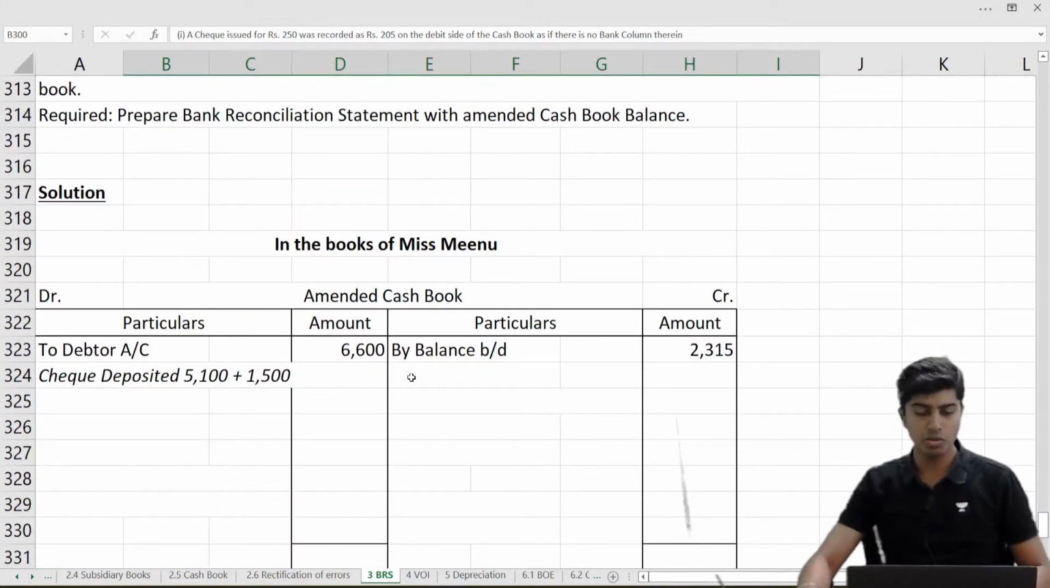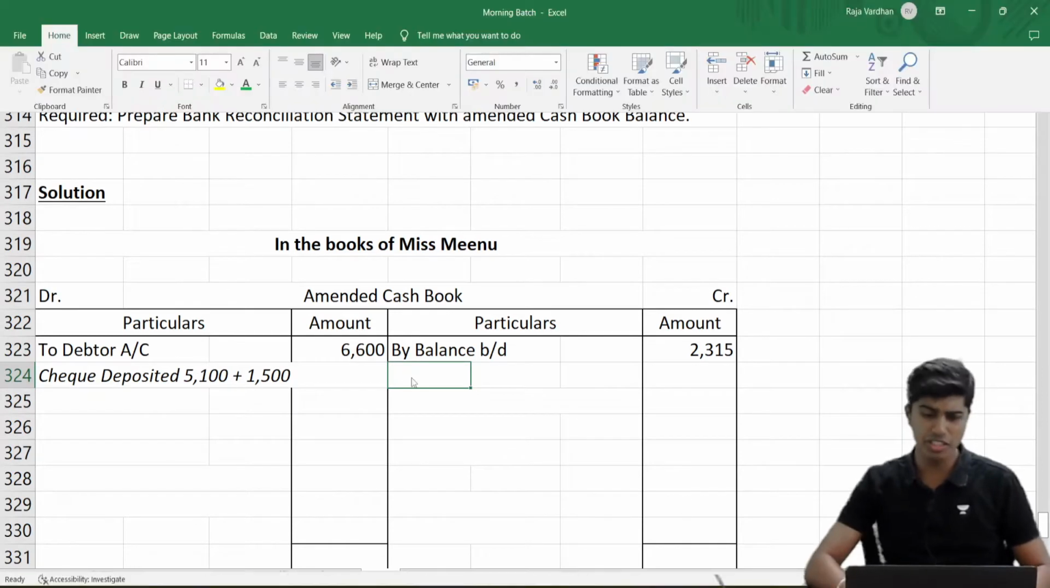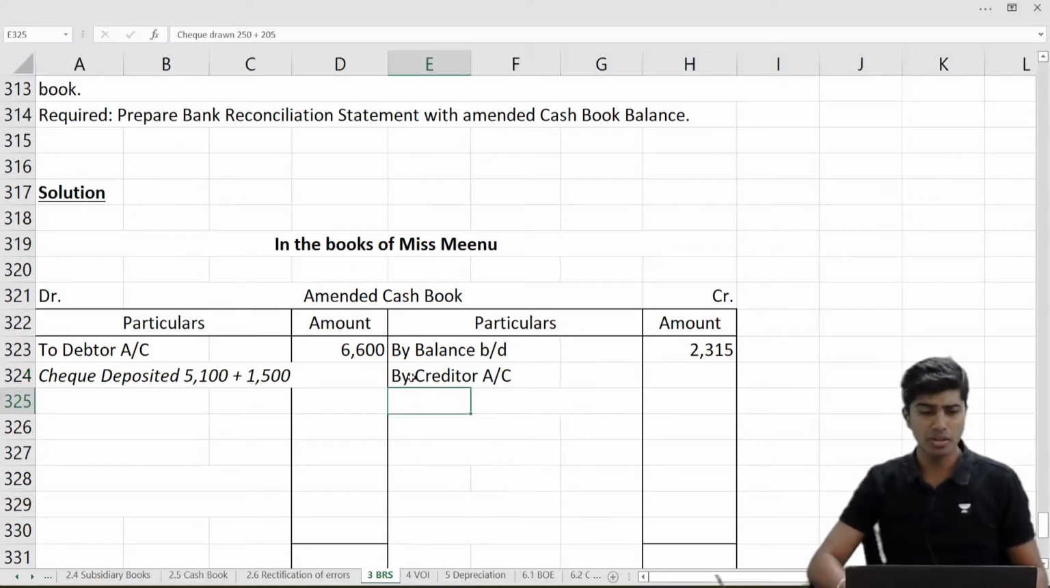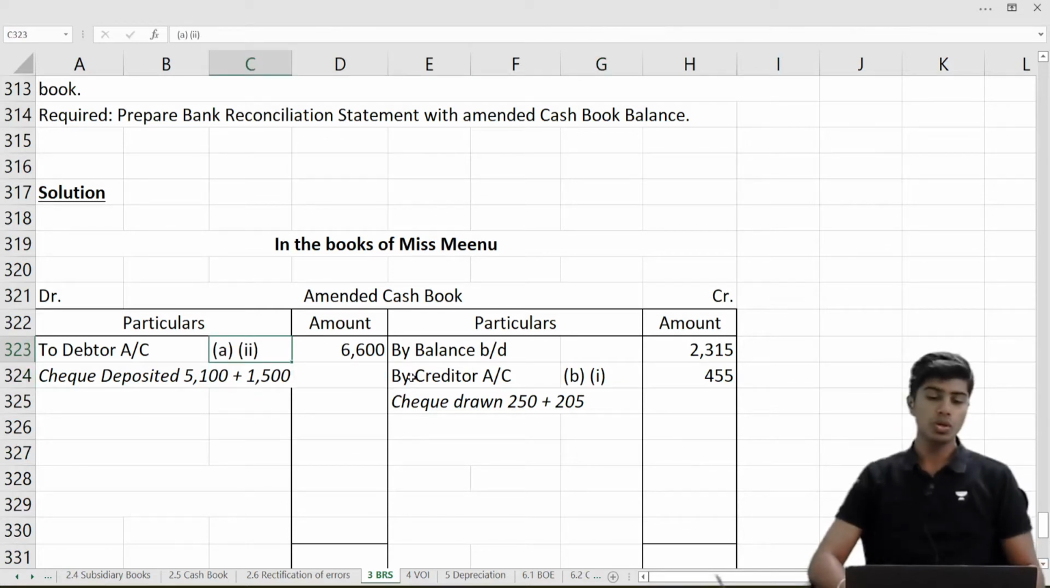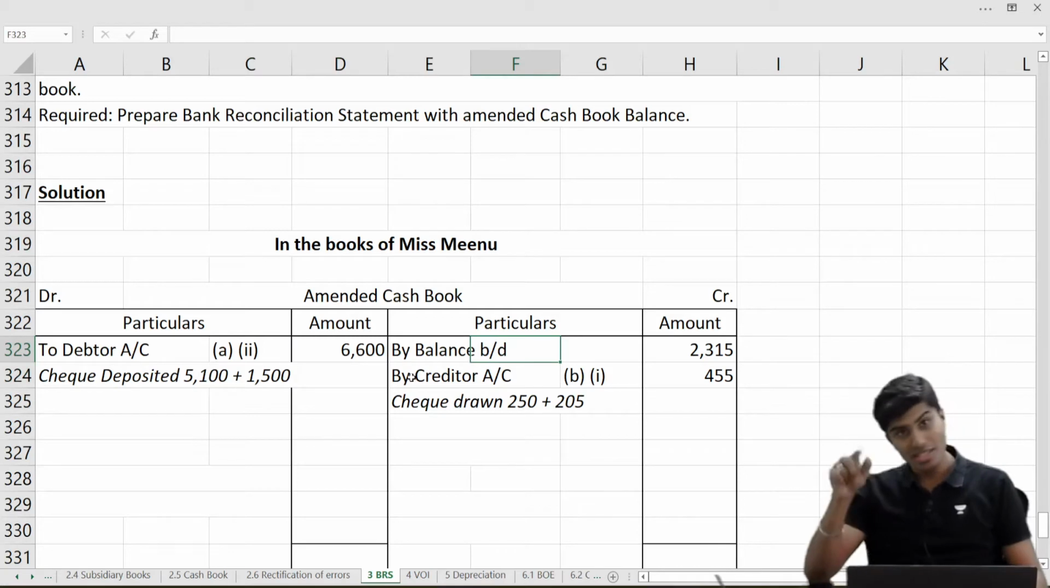In our cash book, on the right, on the credit side, a check is issued, no? So we'll write creditor account. How much is this? Check drawn 250 plus 205. Like I mentioned, 455 rupees. This is the adjustment. This is B1, and this was A2. So B1, adjustment B, sub adjustment 1, this is 455.